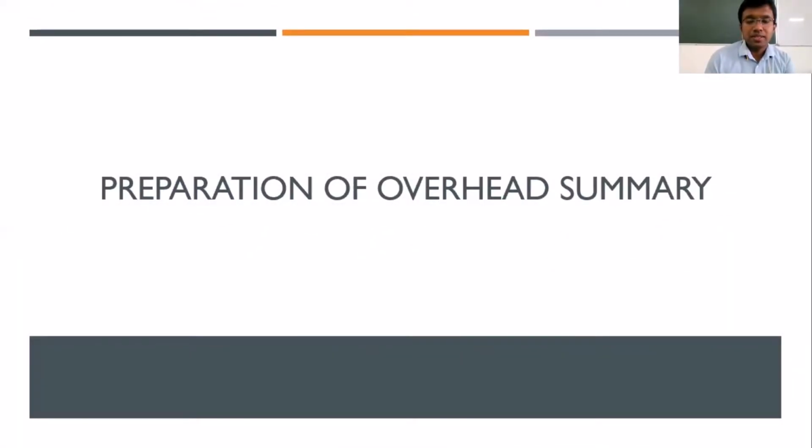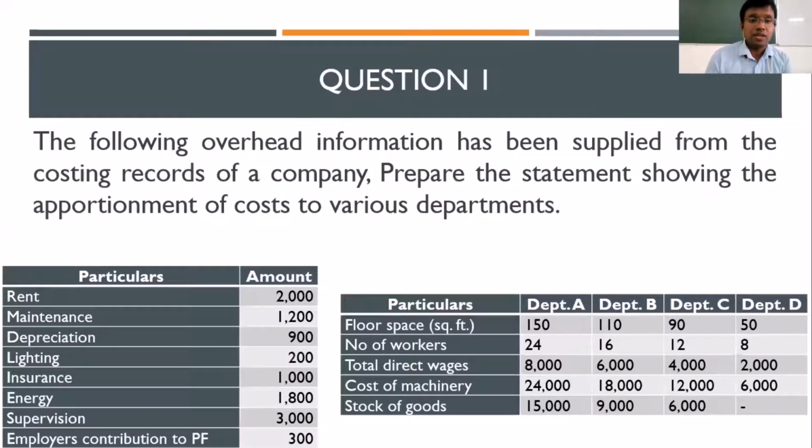In this session, we will be discussing the preparation of the overhead summary, and we will approach this scenario with a numerical. The numerical goes like this: the following overhead information has been supplied from the costing records of a company. Prepare the statement showing apportionment of cost to various departments. They have given us some overheads and also some details regarding the organization. With this we will have to prepare what is called the overhead distribution summary.